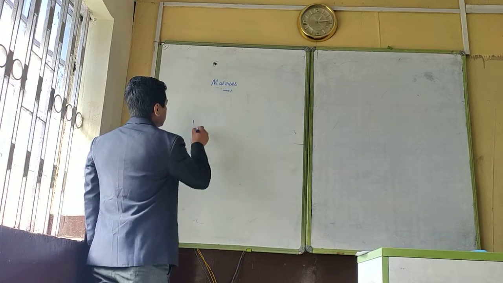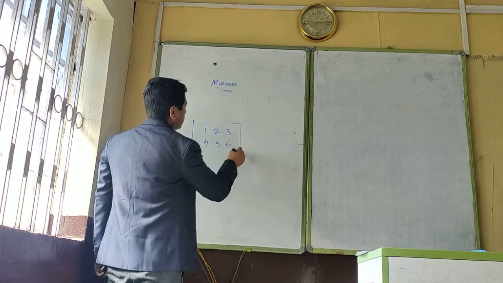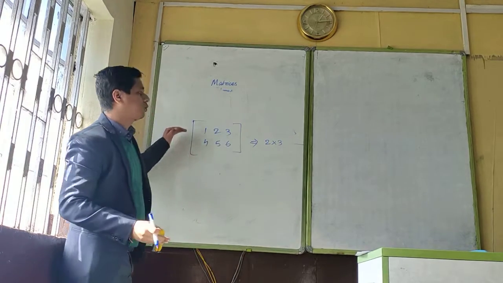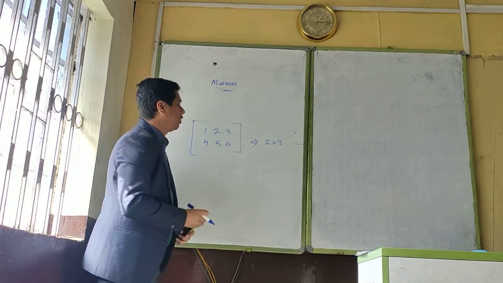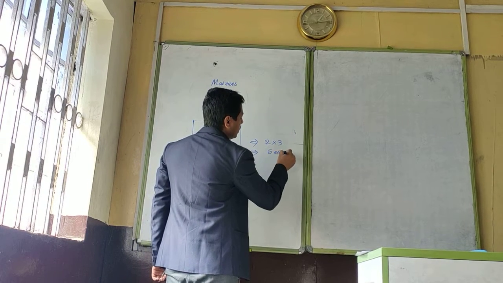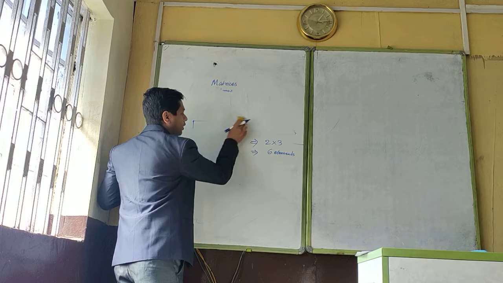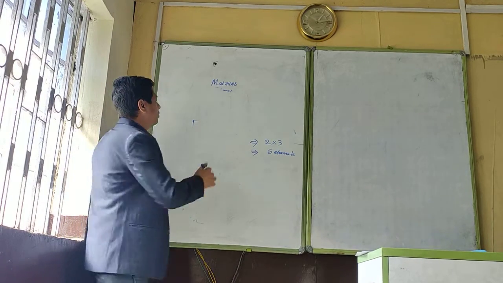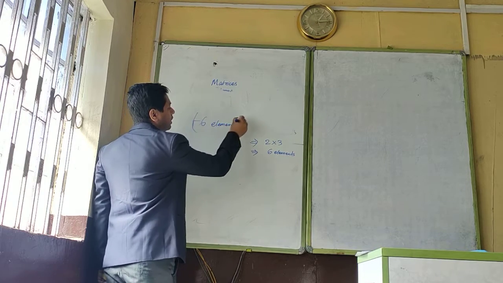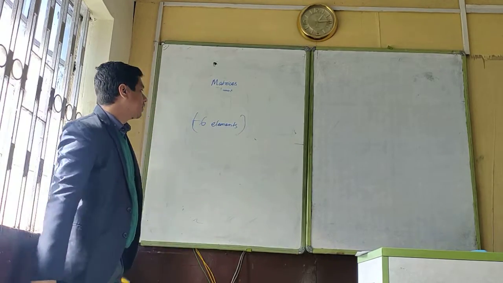Now let's consider this example. We know the order of this matrix is 2 into 3 because the number of rows is 2 and the number of columns is 3. We also know the number of elements present, 6 elements. But suppose a matrix is not given to you, and they are telling you that it consists of 6 elements. The matrix hasn't been provided to you. So what can be the rectangular arrangement?